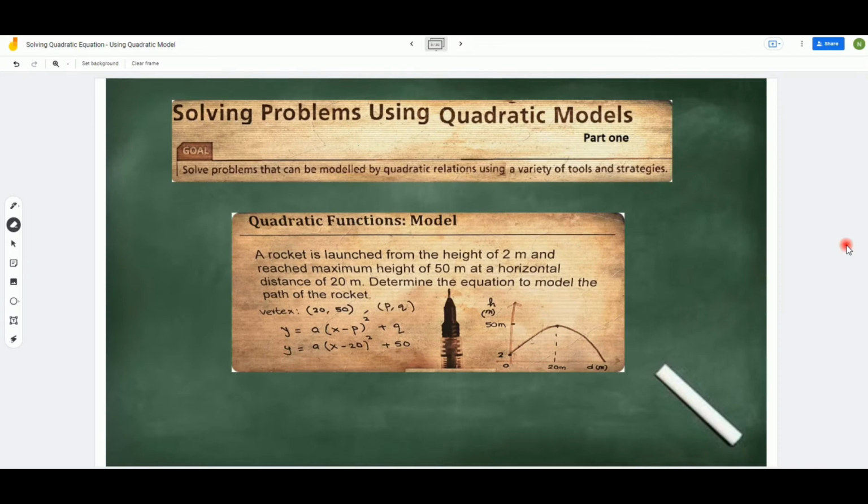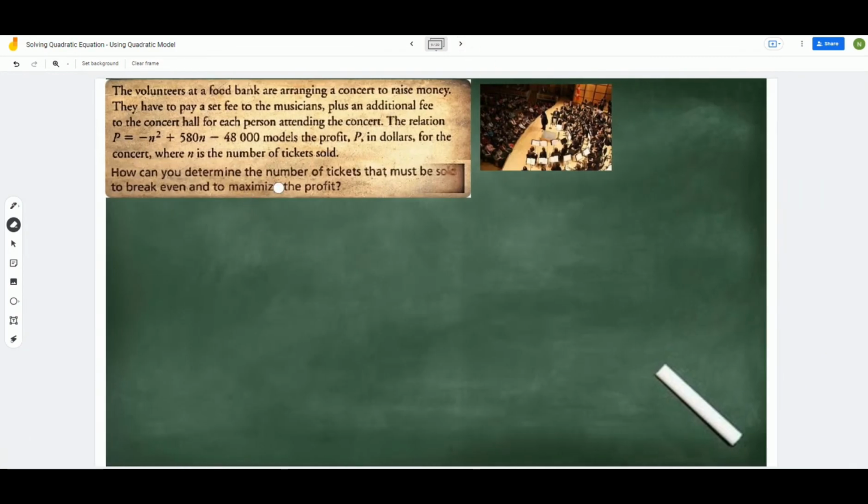In this video, I'm going to talk about how to solve problems using a quadratic model by two examples. The goal is to solve problems that can be modeled by a quadratic relation using a variety of tools and strategies. Let's get started. The first question is a word problem.